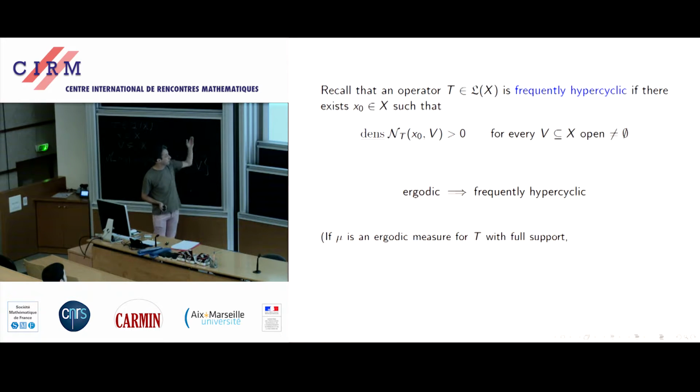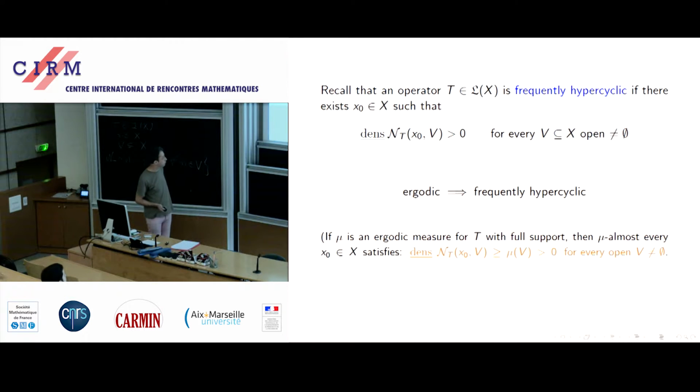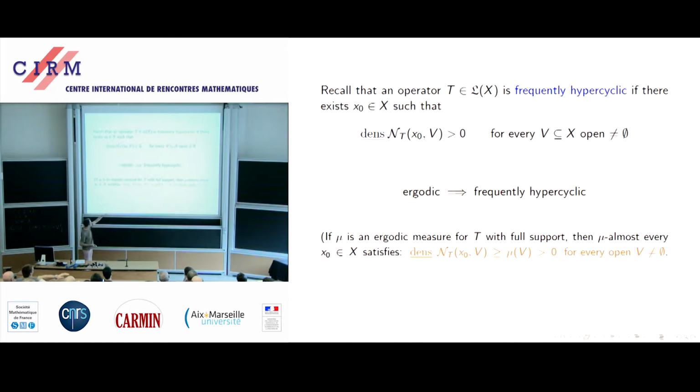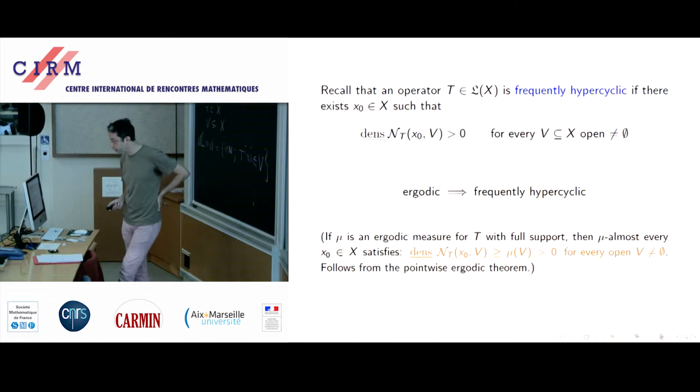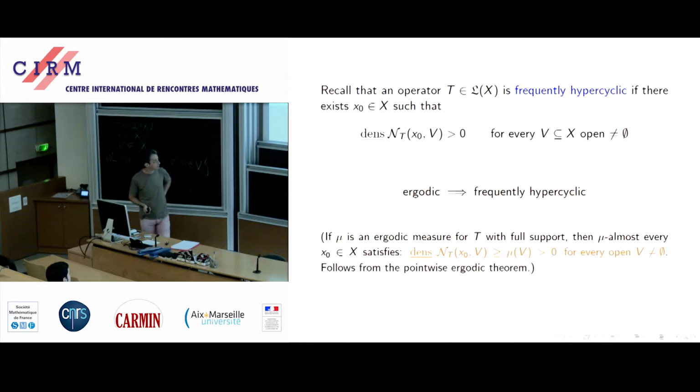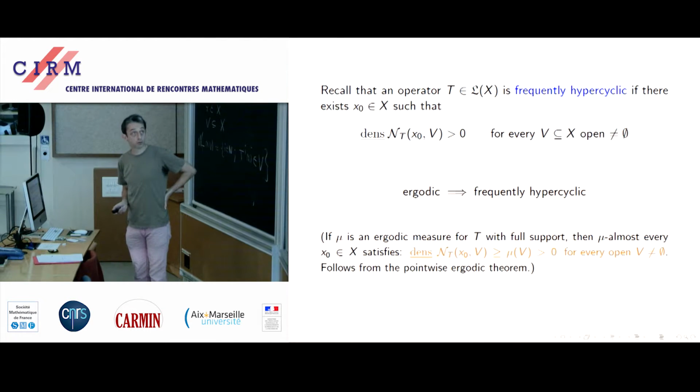If you take an ergodic measure with full support, then in fact, mu-almost every point of the space satisfies this property which is written in brown. And this is quite easy to prove. This follows from the pointwise ergodic theorem. Now, it would be nice if the converse were true, but as you will see, this is not true, at least on some Banach spaces. It may be true on some nice spaces, but this we don't know.